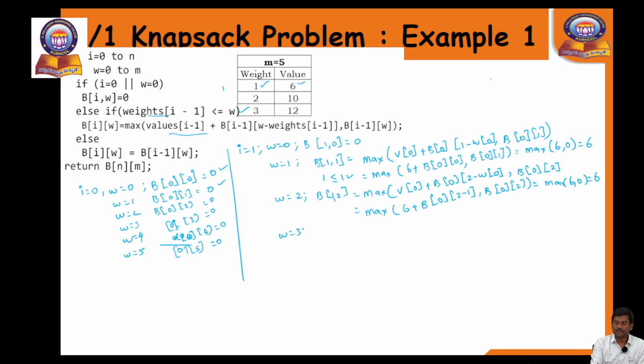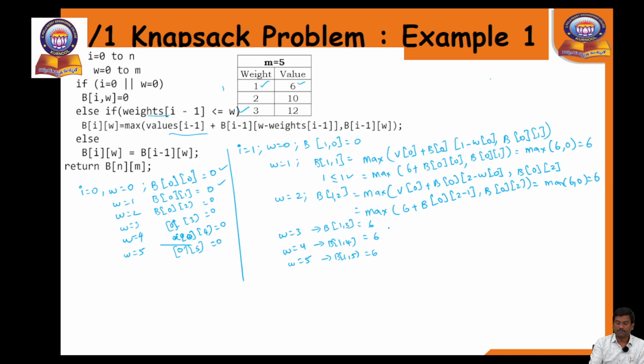And in the same fashion, find W equal to 3, W equal to 4, and similarly W equal to 5. That is, you will be finding B of 1 comma 3, similarly B of 1 comma 4, and similarly B of 1 comma 5. If you substitute the respective values, B of 1 comma 3 is given as 6, B of 1 comma 4 is given as 6, and B of 1 comma 5 is obtained as 6.